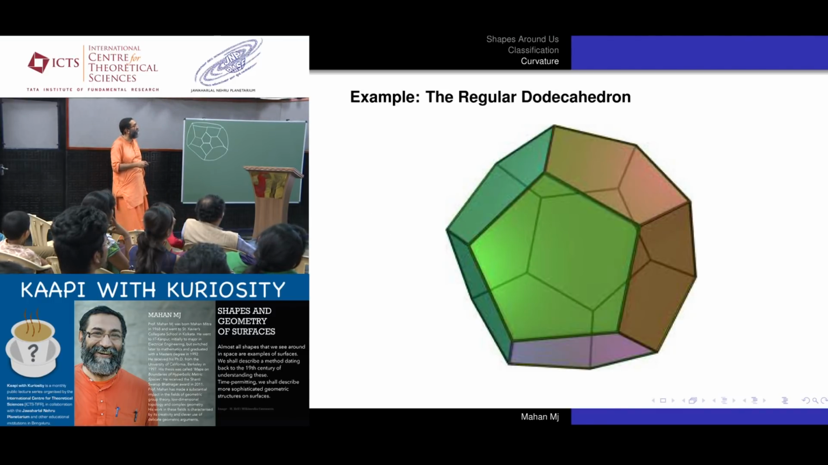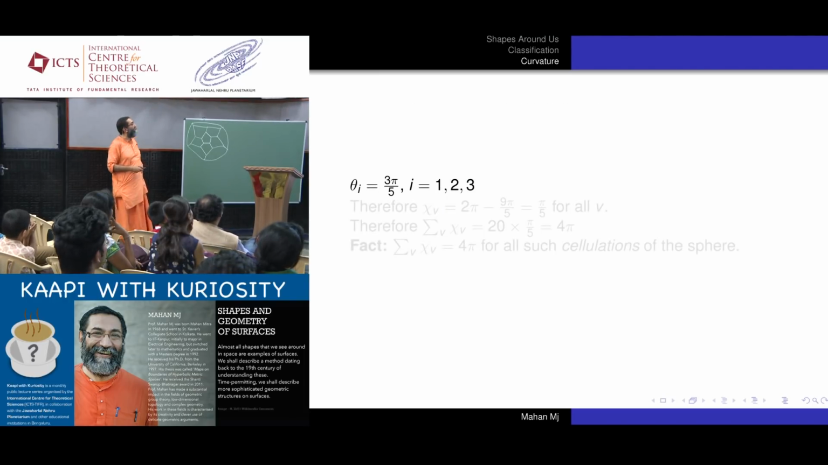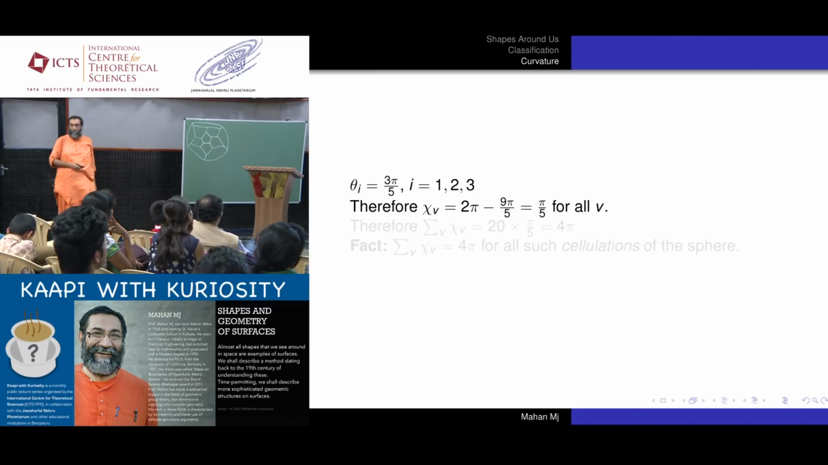There are 3 of them. So there's 3 pi by 5 here, 3 pi by 5 here, 3 pi by 5 here. So that's 3 plus 3 plus 3, that's 9 pi by 5. The defect from 2 pi, that's equal to pi by 5.